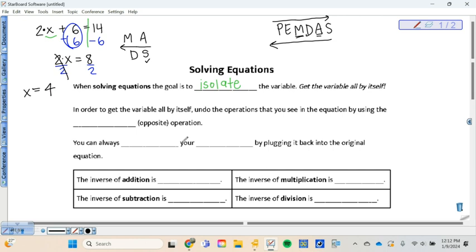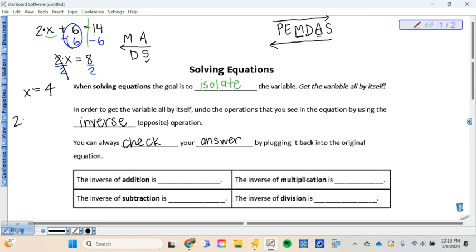So in order to get the variable all by itself, we have to undo the operations that we see by using the inverse operation. Inverse, in this case, just means opposite. And we can always check our answer by plugging it back into the original equation.